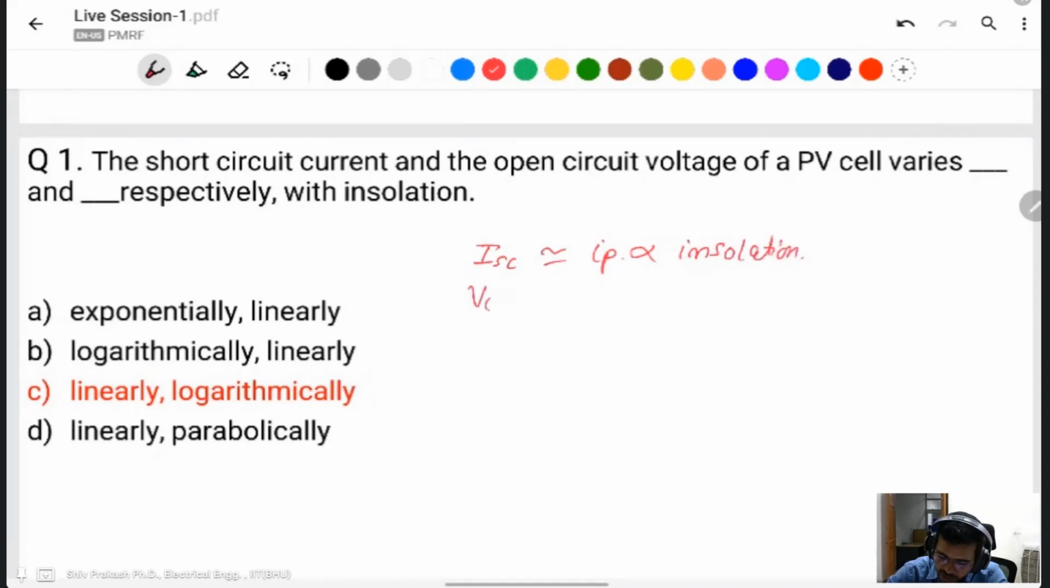But voltage VOC is approximately equal to N VT log of (IP plus I naught) divided by I naught, where I naught is the reverse saturation current of the diode. IP is directly proportional to the insulation. It means VOC is proportional to the logarithm of the insulation. So short circuit current varies linearly with the insulation, but open circuit voltage varies in a logarithmic way.